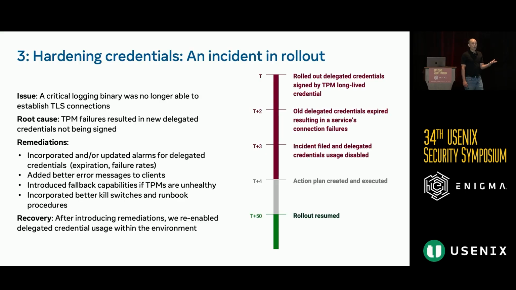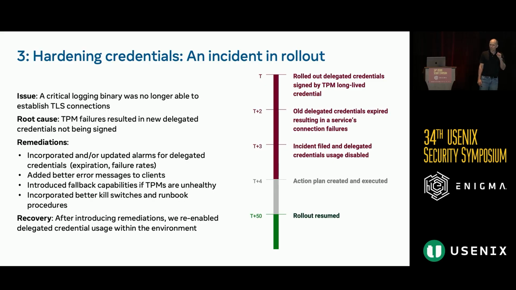So we immediately disabled delegated credentials within the fleet and started doing remediations. We identified a number of things. Our client error message wasn't helpful to that logging service. They didn't know why the TLS session failed. We obviously did not detect that the delegated credentials had expired or they were not able to be renewed, so we needed to build better monitoring in place, and we needed failback capabilities if the TPM became unhealthy. So we introduced a way to detect if a TPM flips to unhealthy and stop using that delegated credential.